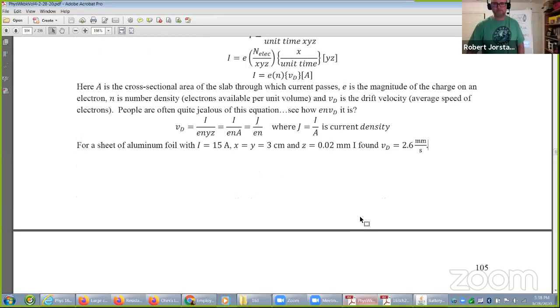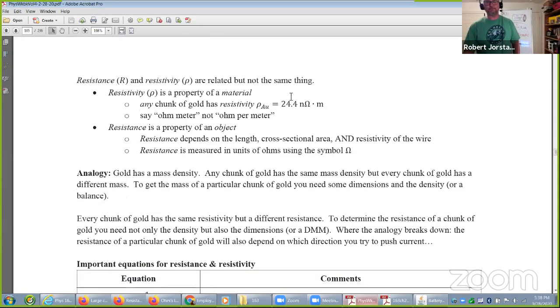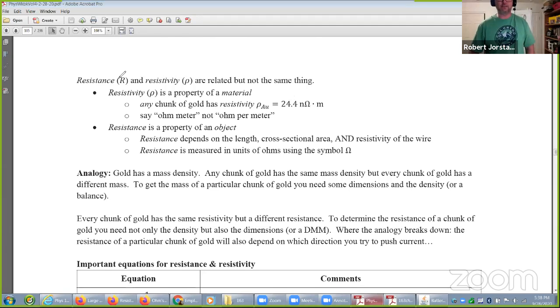It's pretty cool, though. That's a brief introduction to some terms and concepts that we're going to use later. Now we're going to get into the heart of this chapter. Page 105. All right. I see this every year. Every year. You should pay attention right now. Resistance and resistivity are not the same thing.